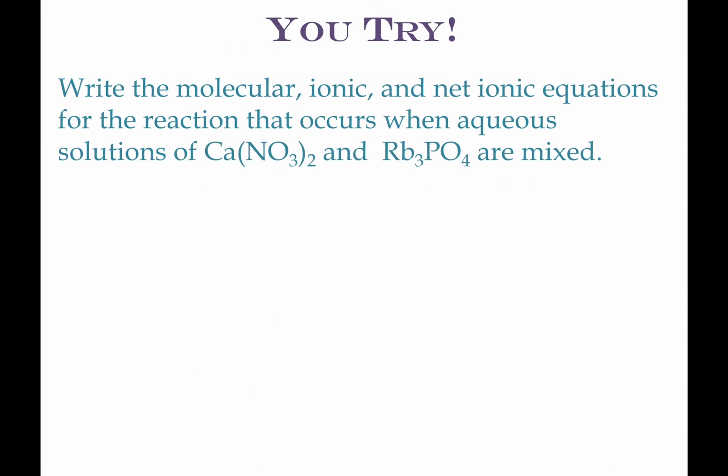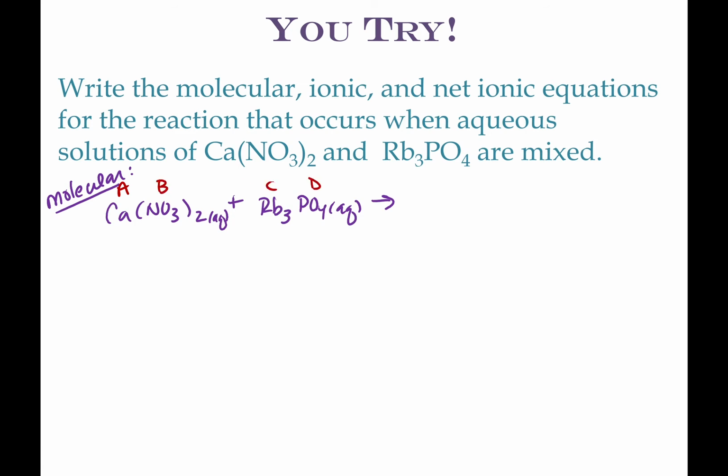And try again. So again, pause it and try this if you haven't already done that. You want to make sure you're doing that. Ca(NO3)2 plus rubidium phosphate. So we get, let's see, A, B, C, D. So A, D, C, B. AD would be Ca2 plus, and D is PO4 3 minus. And CB would be Rb plus, and B is NO3 minus.